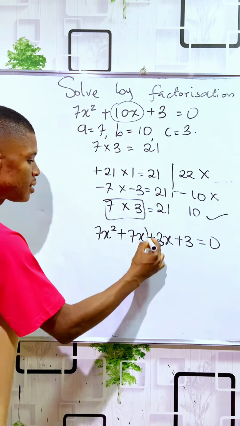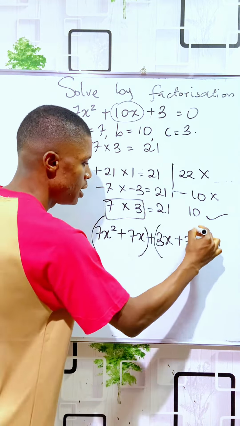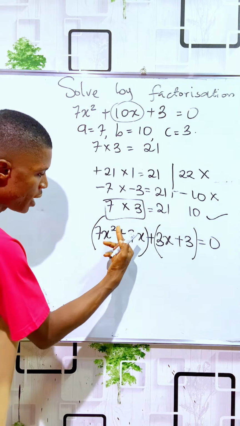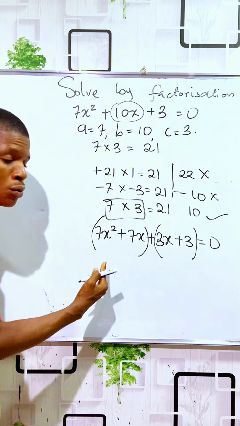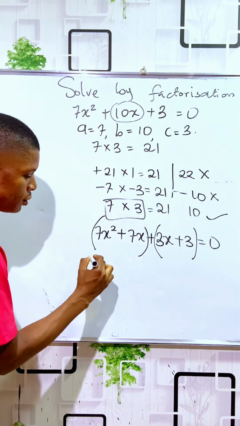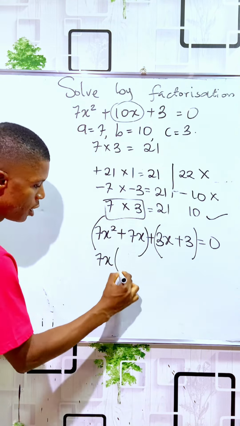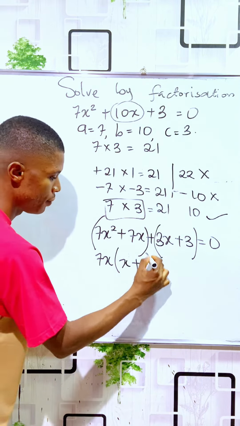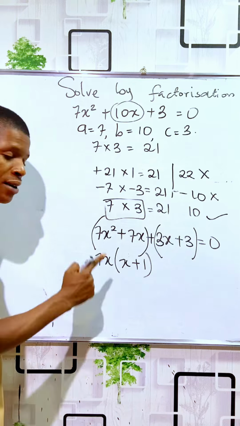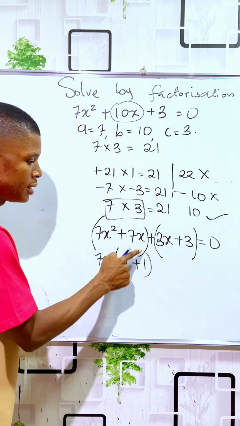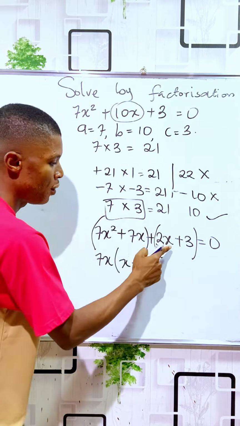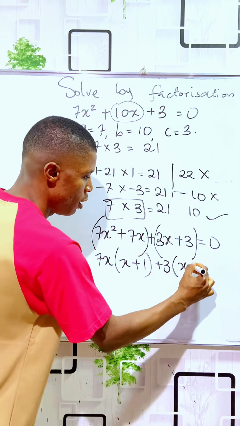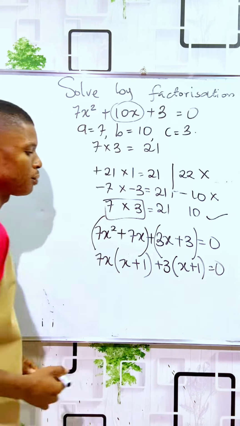So we now group this into two factors. Observe in 7x squared plus 7x as the first group, 7x is common. So if you factor out 7x, you are left with x plus 1. 7x times x is 7x squared. 7x times 1 is 7x. Then here, 3 is common. Then plus 3, you are left with x plus 1, and it's equal to 0.